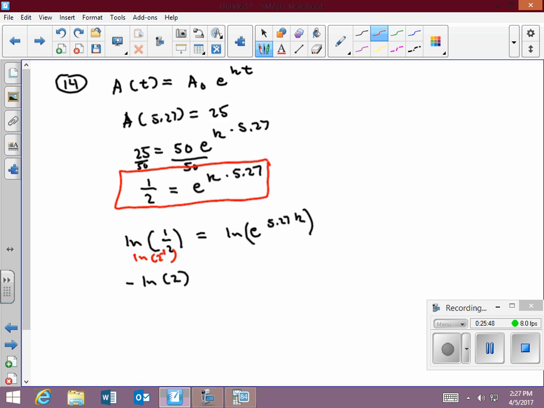So you could write that. Then you could put the 5.27. Now, it wouldn't make any difference. You could do the ln of 1/2. And then that's ln of e. What's ln of e? 1. Okay, so we have a minus ln of 2 equals 5.27K. So K is going to equal what? Natural log of 2 over 5.27.